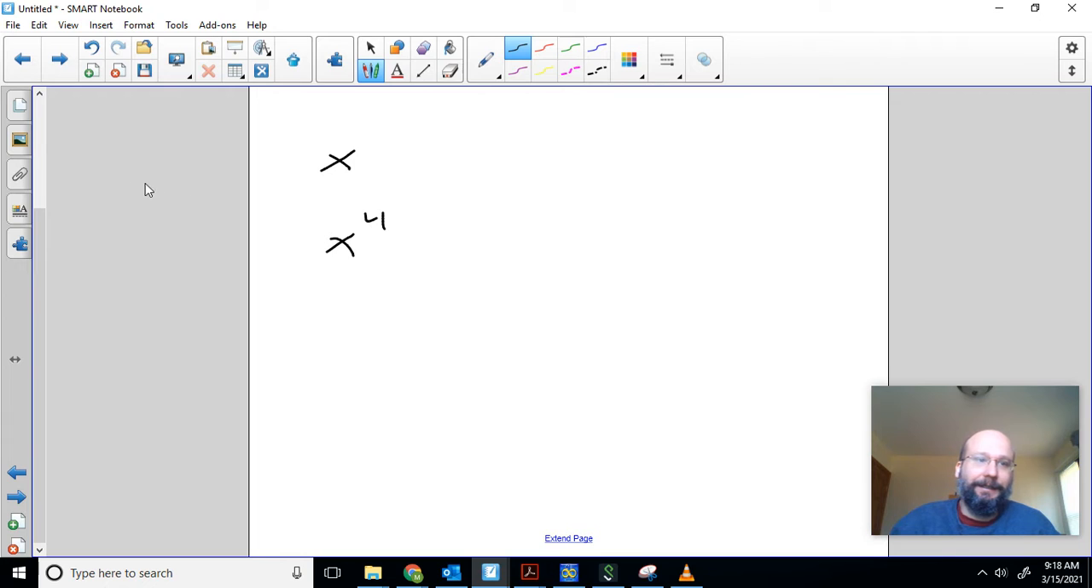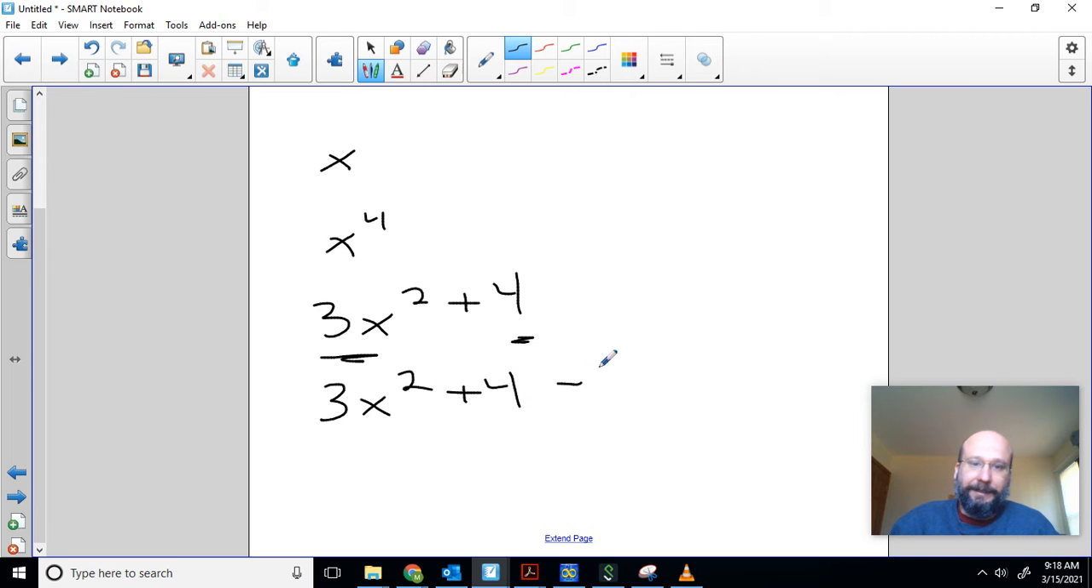If I add, like, 3x squared plus 4, now I have two terms, because these are separated by a plus. 3x squared plus 4 minus 6x, now it's three terms: 1, 2, 3, because they're separated by a plus or a minus. This is the number of terms it has.